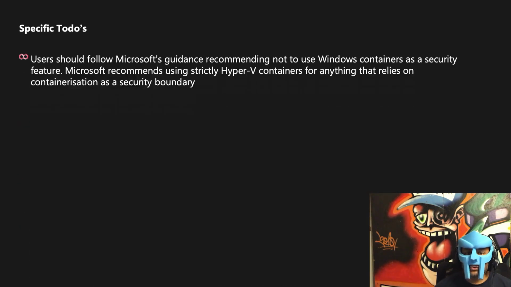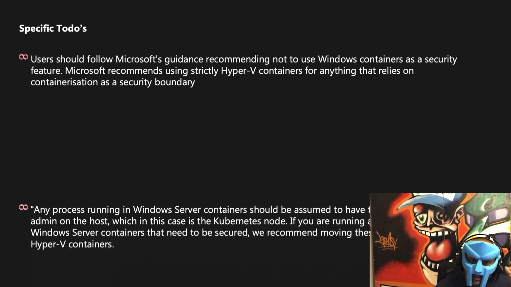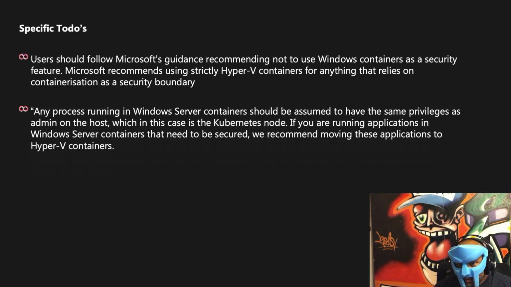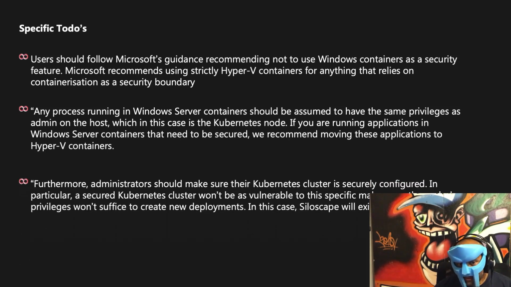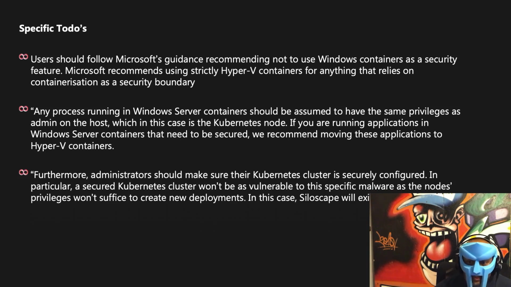So here are some specific to-dos for this attack. Users should follow Microsoft's guidance recommending not to use Windows containers as a security feature. Microsoft recommends using strictly Hyper-V containers for anything that relies on containerization as a security boundary. Any process running in Windows Server containers should be assumed to have the same privileges as admin on the host, which in this case is the Kubernetes node. If you're running applications in Windows Server containers that need to be secured, they recommend moving these applications to Hyper-V containers. Finally, administrators should make sure their Kubernetes clusters are securely configured.